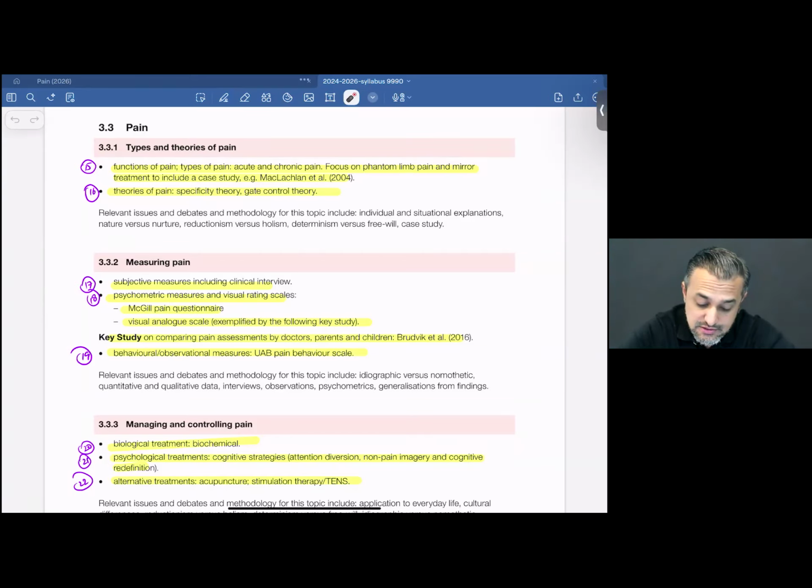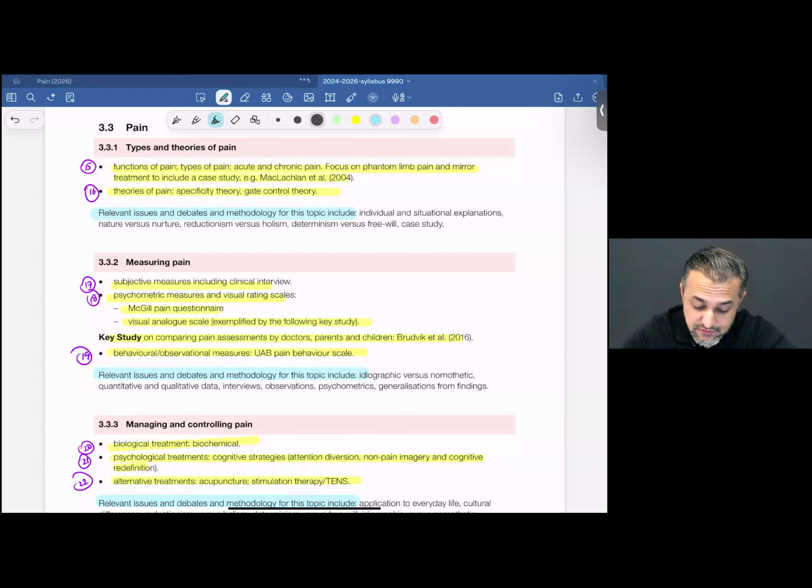The first section is about the types and theories of pain. The second one has to do with measuring pain, and the third one has to do with managing and controlling pain. And each section has a couple of bullets. The first one has 2 bullets, the second one has 3 bullets, and the third one has 3 bullets as well. And each section has its own list of relevant issues and debates and methodologies that could be used to evaluate the content that we study in that particular unit.